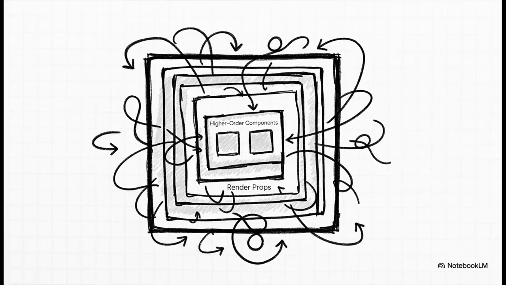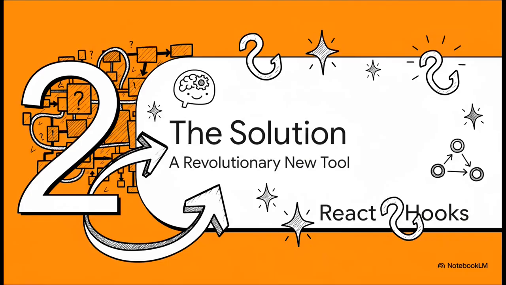Okay, but what happened when you needed to share logic between components? Well, you ended up with these really complex patterns like higher-order components and render props, and while they worked, they often led to this nightmare called wrapper hell, just components nested inside more components. It made the code incredibly hard to follow. So yeah, things were getting complicated. And thankfully, the React team saw this and came up with an elegant solution that pretty much changed everything.